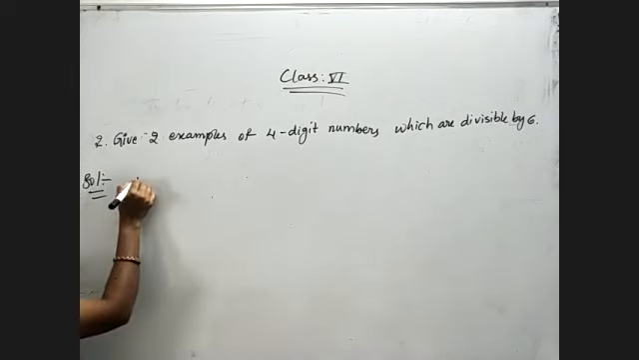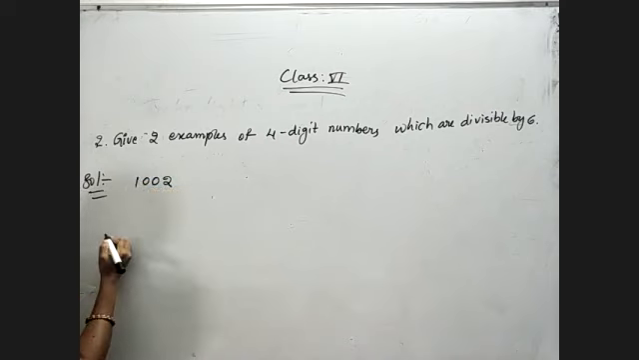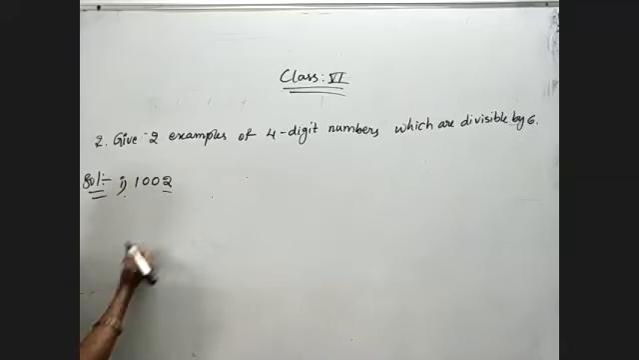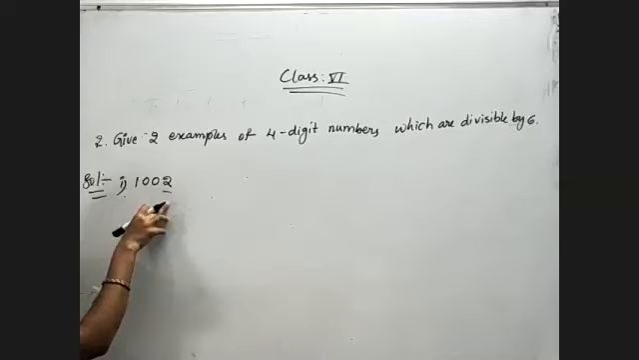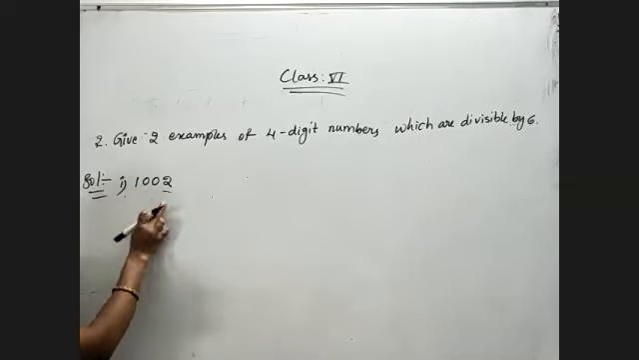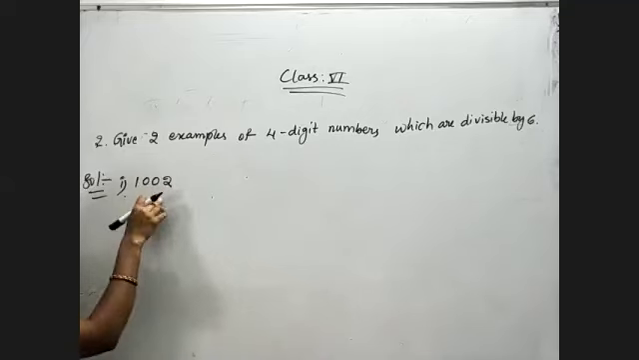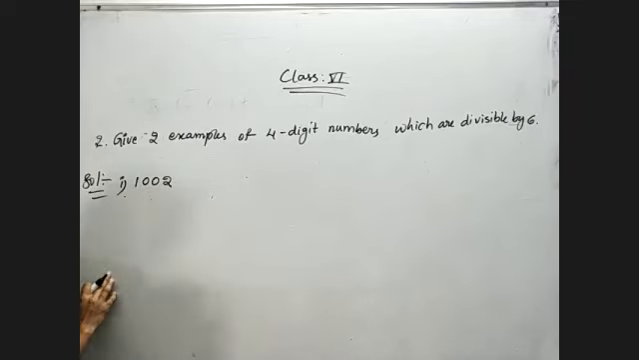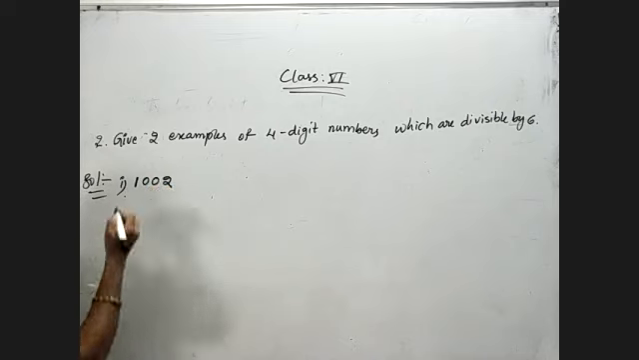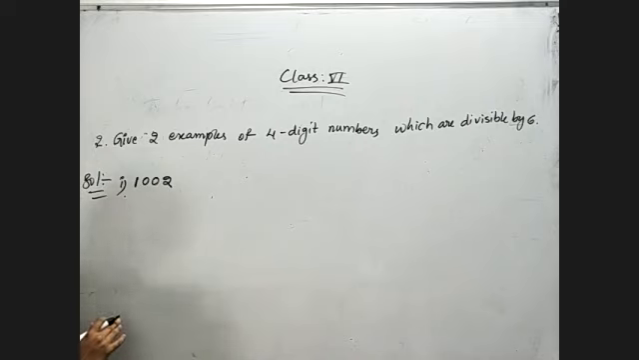So I am taking one of the 4-digit numbers, 1002. Because 2 is there in its unit place, it is divisible by 2. And the sum of the digits, 1 plus 2, 3. 3 is divisible by 3. That means this number is divisible by 2 and 3 also. So that's why it is divisible by 6. And they are asking for 4-digit numbers, so here is a 4-digit number. So one of my examples is this one. Like that only, you have to think of any numbers.